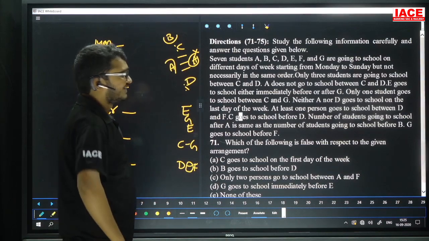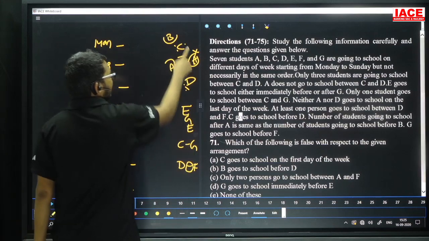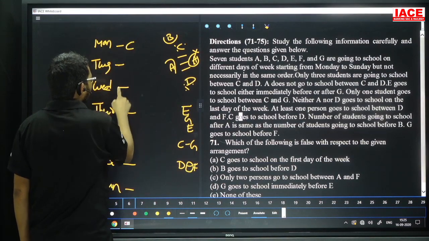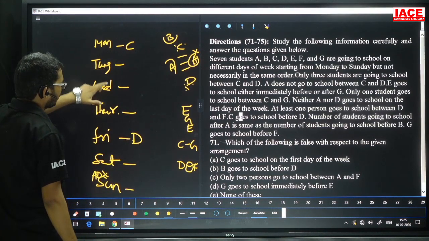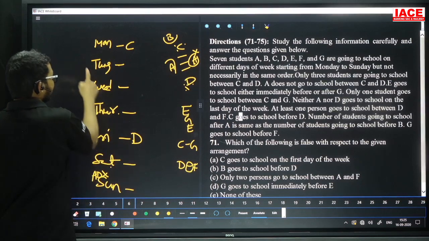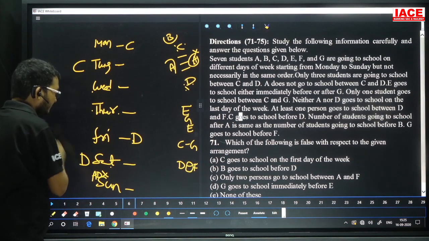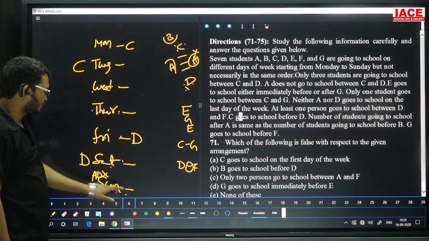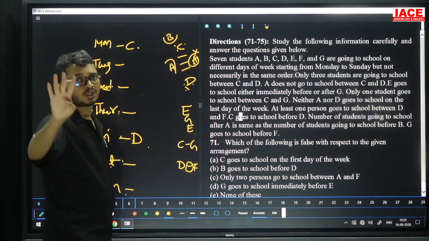So when this is the entire given data, take this point: between C and D, three students are going. Suppose this one is C, 1, 2, 3, and this one is D. Otherwise, if I take C, 1, 2, 3, D, that is also a chance. Take the other possibility on this side: C, 1, 2, 3, then D. Suppose if I take C on Wednesday, 1, 2, 3, D, no chance. Why? Because D on Sunday is no chance. So between C and D, three people are going.